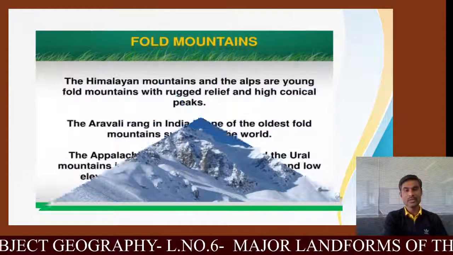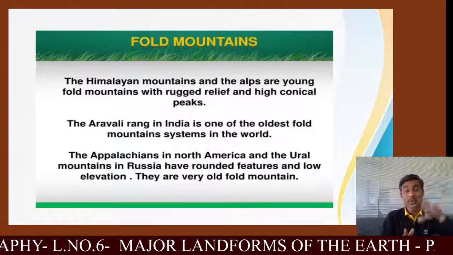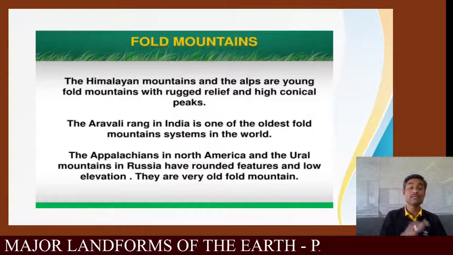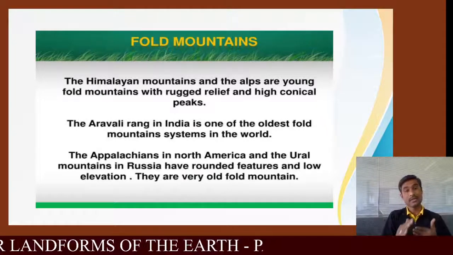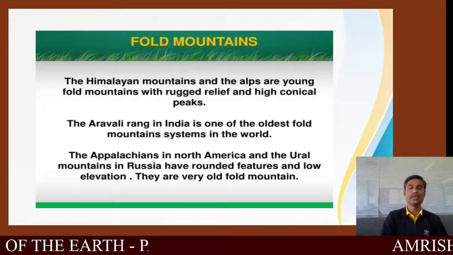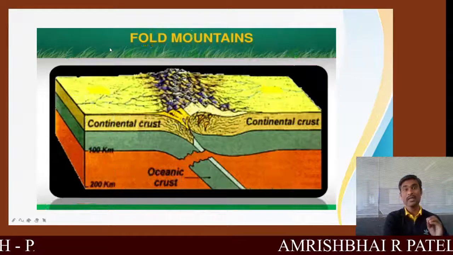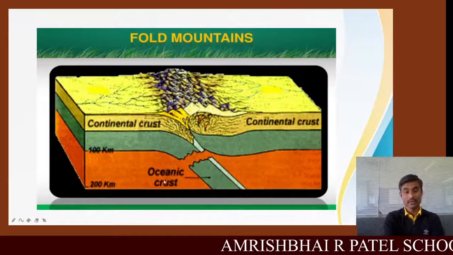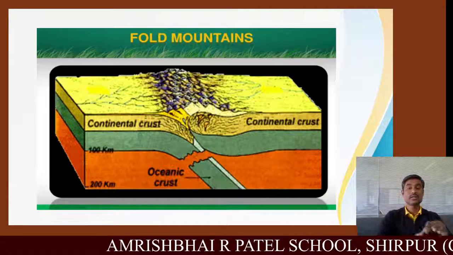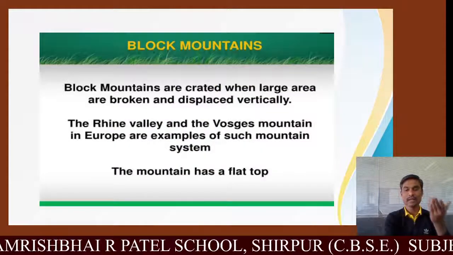Let us understand fold mountains. The Himalayas and the Alps are young fold mountains with rugged relief and high conical peaks. The Aravalli Range in India is one of the oldest mountain systems in the world. The Appalachians in North America and the Ural Mountains in Russia have rounded features and low elevation. They are very old fold mountains. In the picture you can see the oceanic crust and the continental crust, showing the process acting from inside the earth. Another type is block mountains.